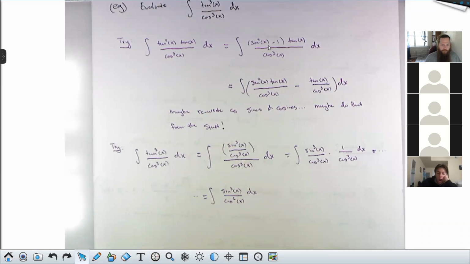Any ideas what we could do from here? Use some trig identities. There's some trig identities we could use. Let me ask you this. So this is definitely a trig integral, right? What kind of trig integrals do we know how to do?